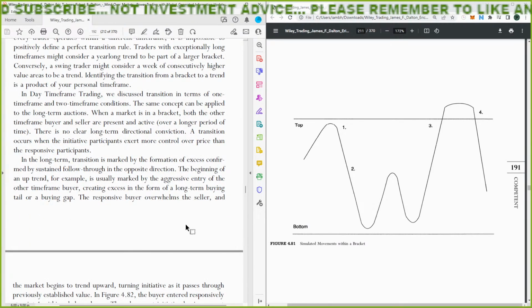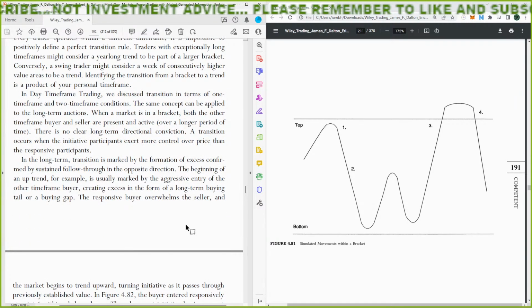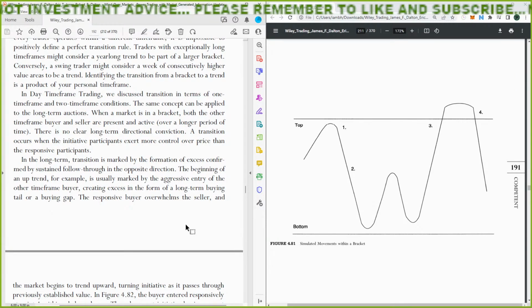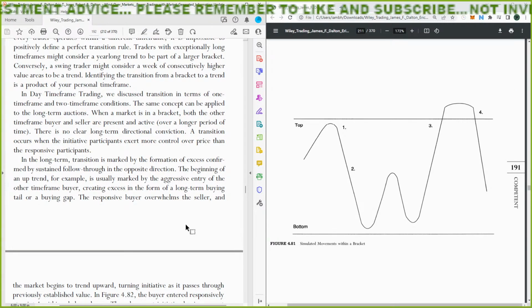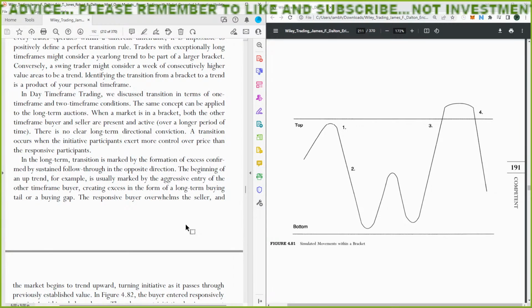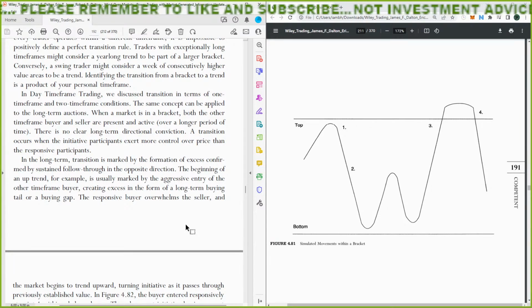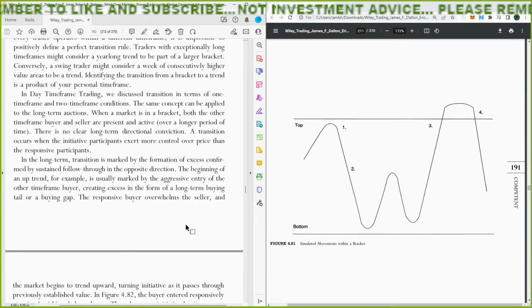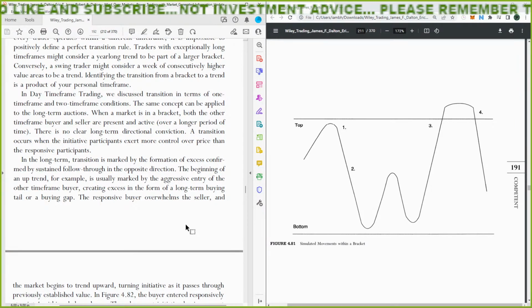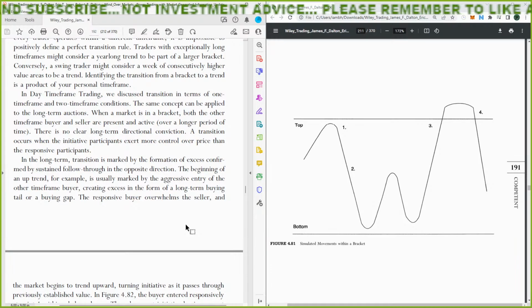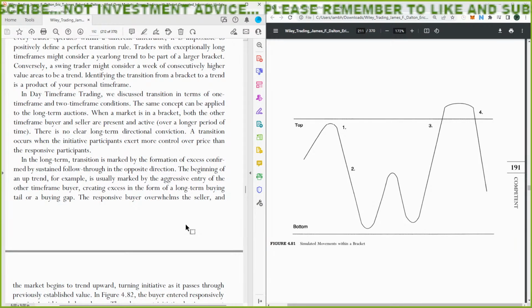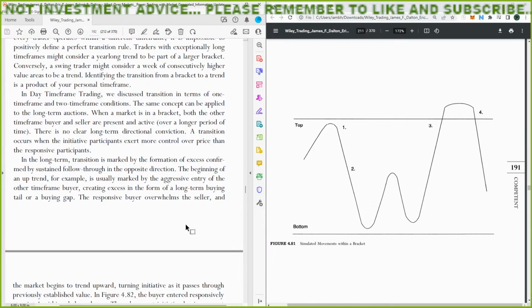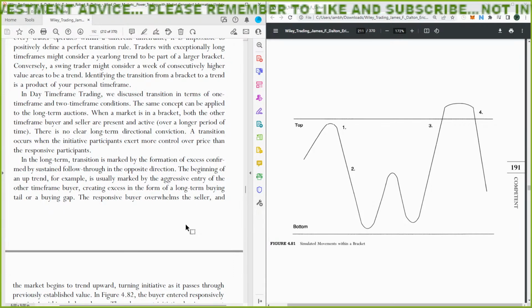In day time frame trading, we discuss transition in terms of one time frame and two time frame conditions. The same concept can be applied for long-term auctions. When a market is in a bracket, both the other time frame buyer and seller are present and active over a longer period of time. There is no clear long-term directional conviction. A transition occurs when the initiative participants exert more control over price than the responsive participants.